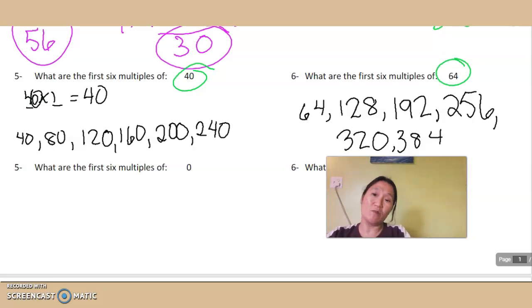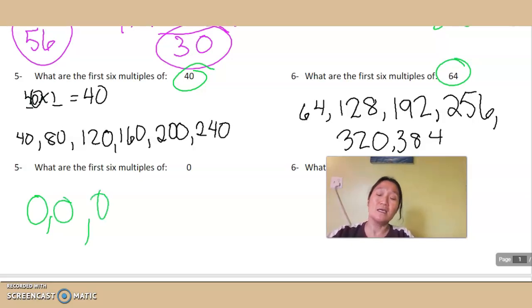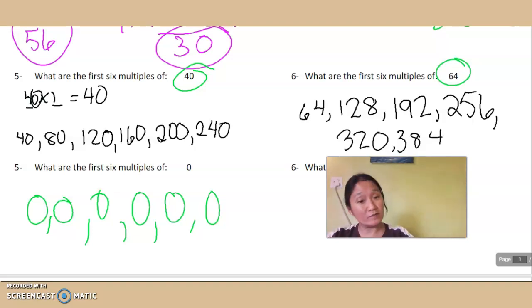So, if it's a multiple of 0, well, there are no multiples. So the first 6 multiples of 0 are 0. 0 times 1 is 0. 0 times 2 is 0. 0 times 3 is 0. 0 times 4 is 0. 0 times 5 is 0. 0 times 6 is 0. So 0, 0, 0, 0. The first 6 multiples of 0 are always going to be 0. That's it.